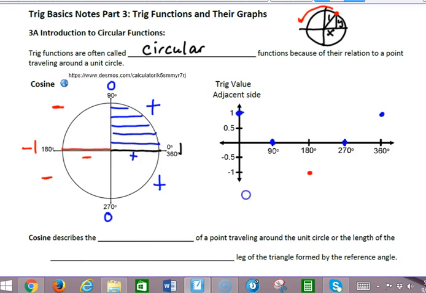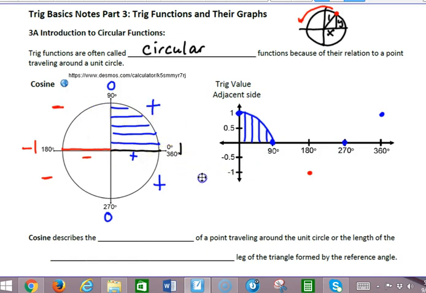So we see the graph going down, and we see these are the lengths of that adjacent side. These are the lengths in the x direction as we are at different angles. So as we move around, and maybe we're now at 45 degrees, we have a shorter adjacent side, which is a shorter cosine value than we had before.